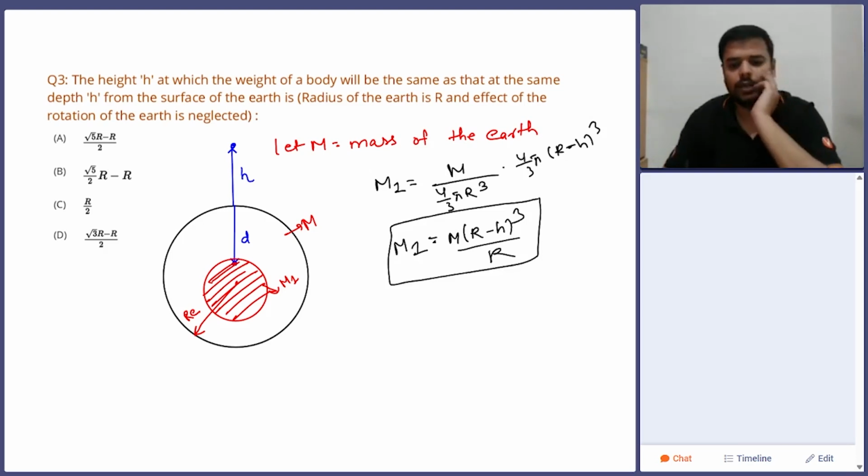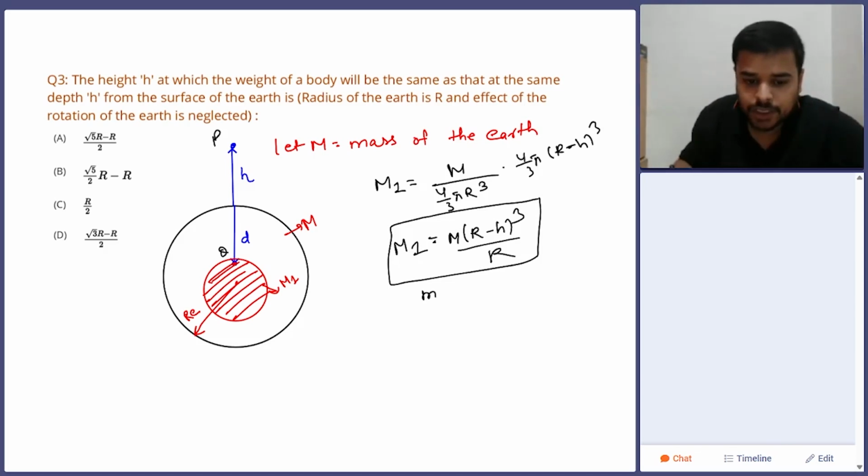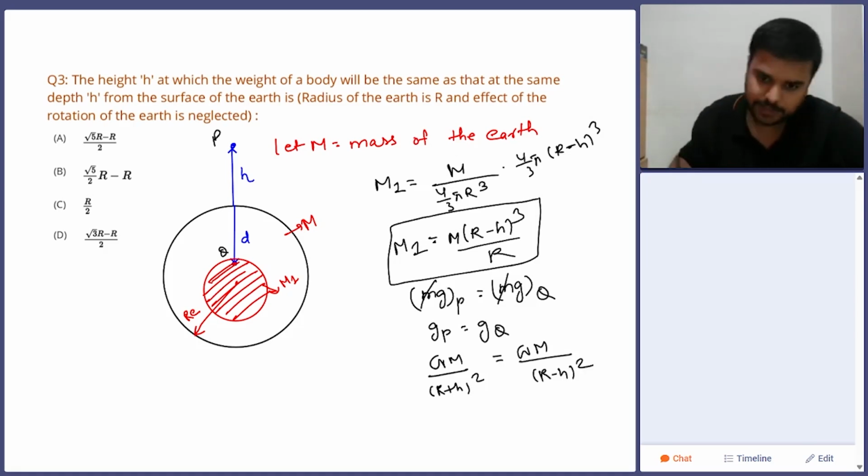Okay. Now we know that the weight of the body is same. Suppose this point is P, this point is Q. So we know that the weight of the body will be same at point P and Q, right? So mg at P will be equal to mg at Q, isn't it? So m and m got cancelled. Gp is equal to Gq. So g is acceleration due to gravity, which formula is GM by R square. So g at point P will be how much? GM by (R plus h) whole square, because this whole distance is R, this is h. Gq is GM by (R minus h) whole square.